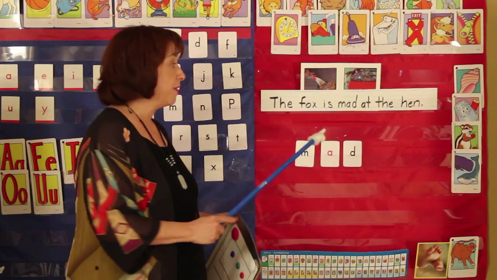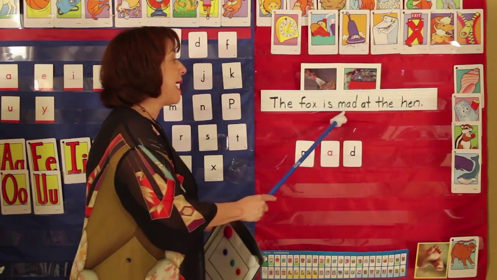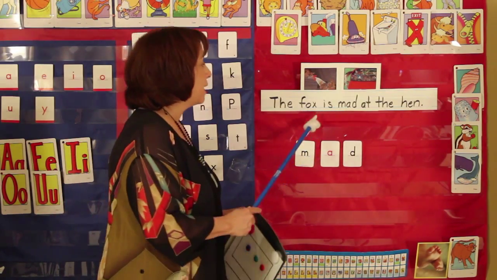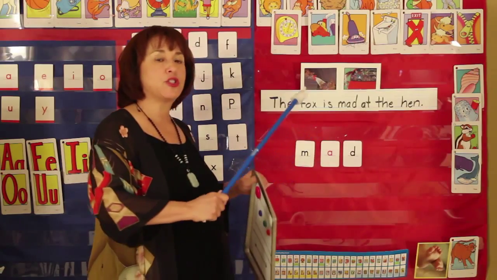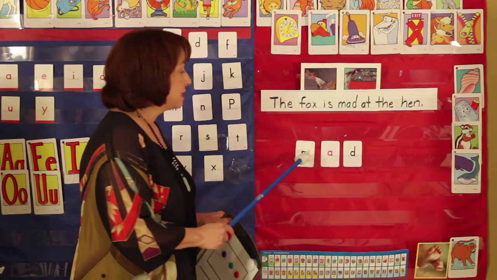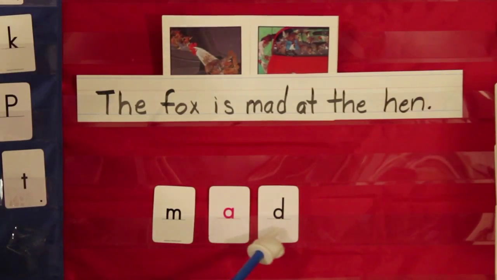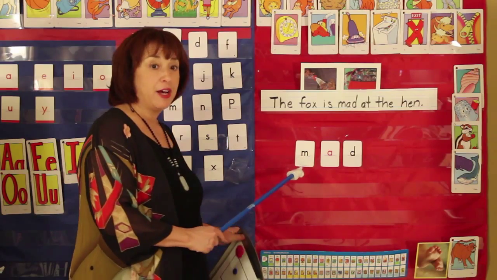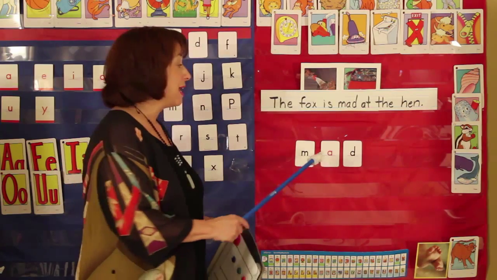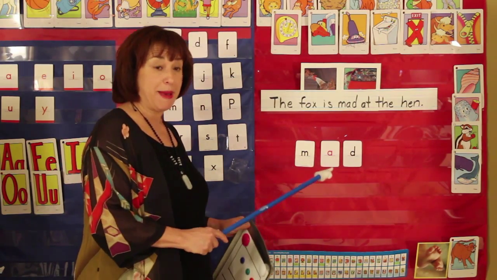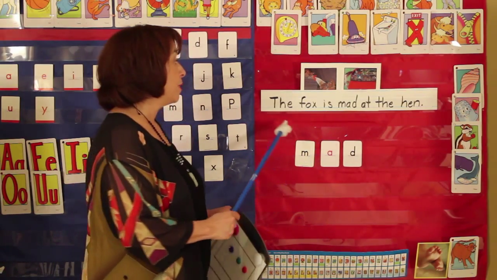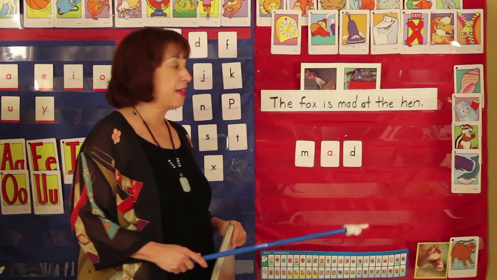Let's pretend that the error is on the word mad, that the child doesn't know how to read the word mad. So the child gets to the word mad and has to stretch it out, which we call decoding, into its sounds. If the child can stretch out the sounds and recognize that as the word mad and put it back together, the child has successfully decoded or read that word and can read the whole sentence. The fox is mad at the hen.